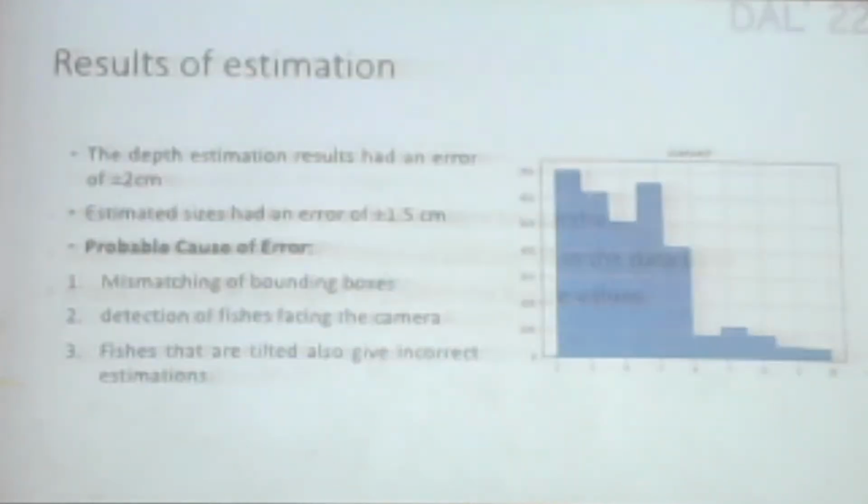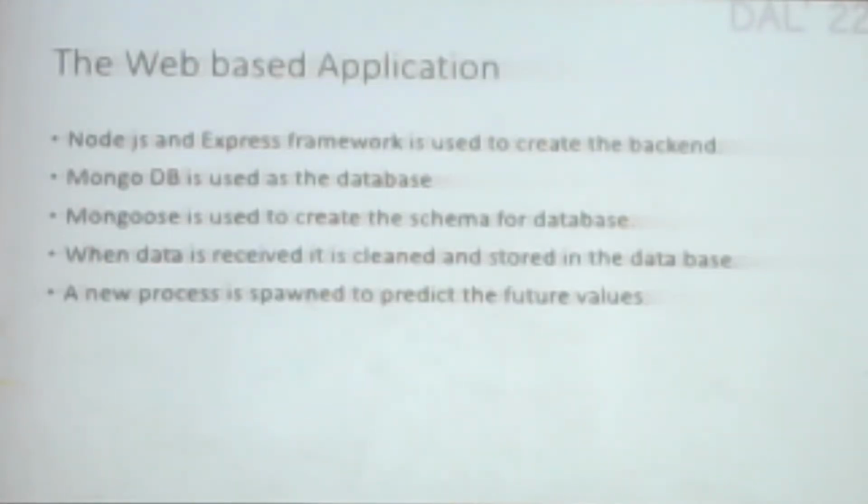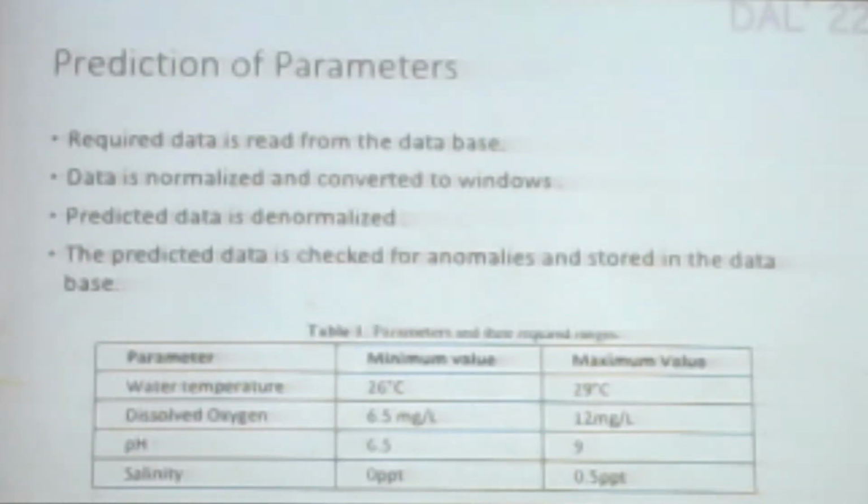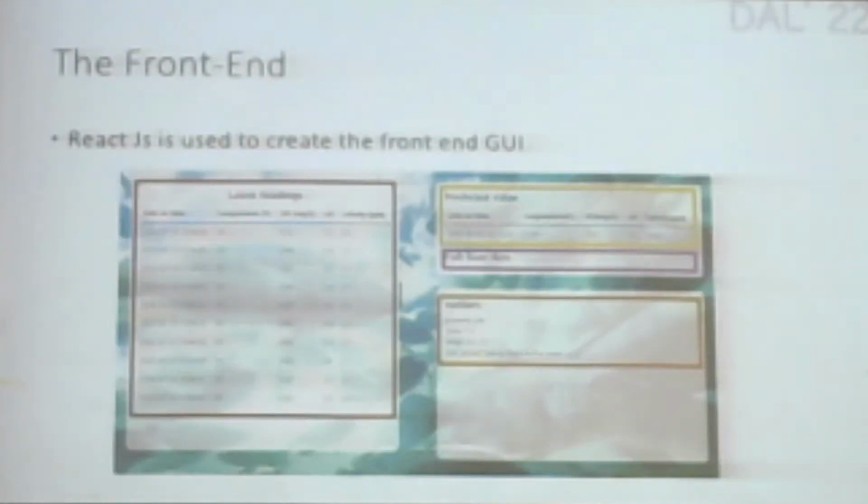The whole system works in such a way that whenever a new reading is detected, it sends it to the server. The server cleans it and stores it in a database. A new process retrieves previous data from the database, whichever is necessary, and predicts. After predicting, it is denormalized, and if the predicted values are not in specific ranges, they are flagged as anomalies. This is the interface used to show it. Also, it provides what action you can take based on the anomalies, to prevent them. So it's a prescriptive model. That's it.